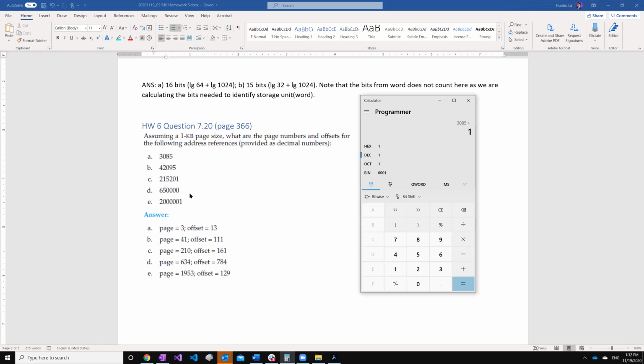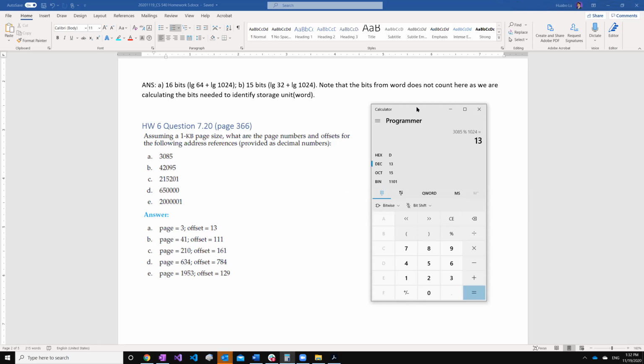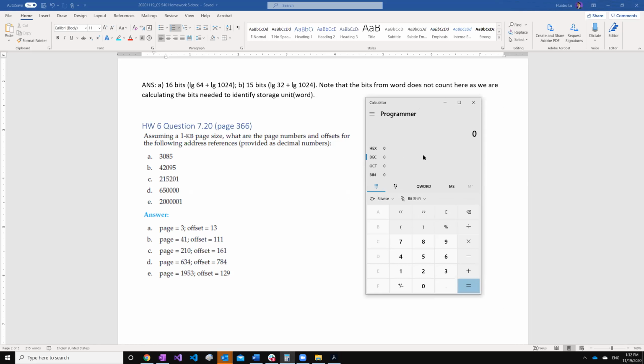3085 divided by 1024, and you get the answer 3. For this address, you need to go to page number 3. And what is the offset, guys? You use 3085 mod 1024, and you get the offset. The offset will be 13. With the support of the programmer calculator, you can easily calculate that.